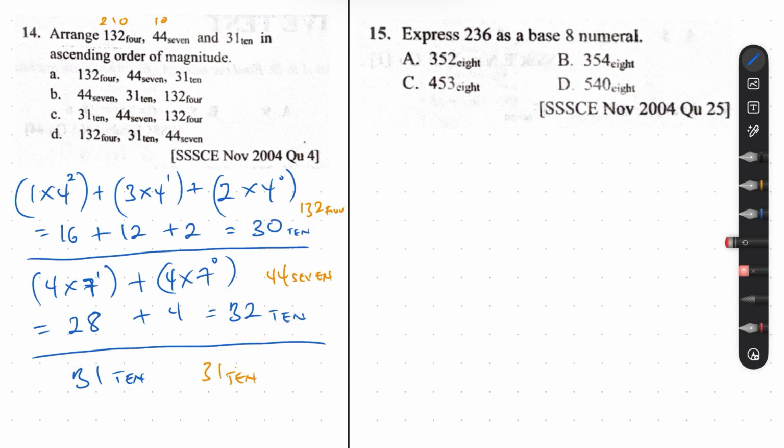Let me write it in ascending order. Which is the smallest? 30 base 10 represents 132 base 4, so that's our first number. Followed by 31 base 10, because 31 base 10 is equal to 31. Then we go to 32, which is 44 base 7. So in ascending order of magnitude: 132 base 4, 31 base 10, and finally 44 base 7.